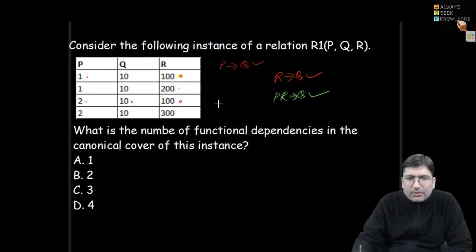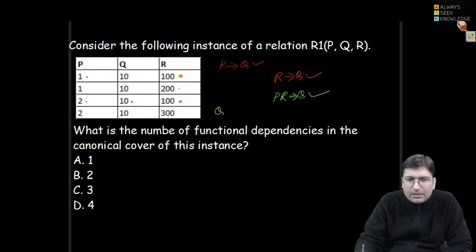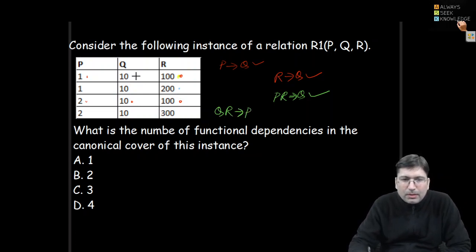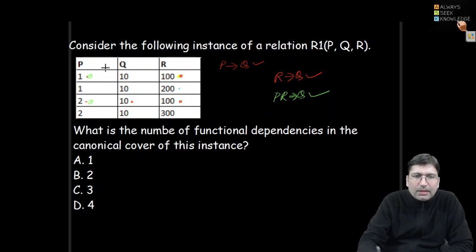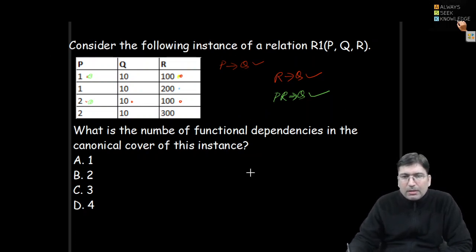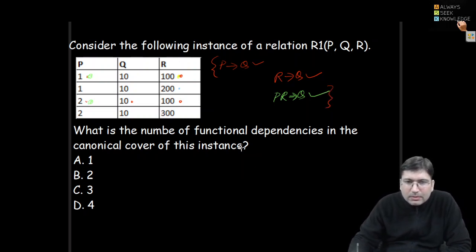Then let's check further. You may be interested to check QR implies P. So let's check. Now Q and R, 10 and 100, 10 and 100, and they are having two different associations, 1 and 2. So that means it doesn't exist. So overall you can say these three functional dependencies are valid. Now for these functional dependencies, we need to find out the canonical cover. So what is the number of functional dependencies in the canonical cover?